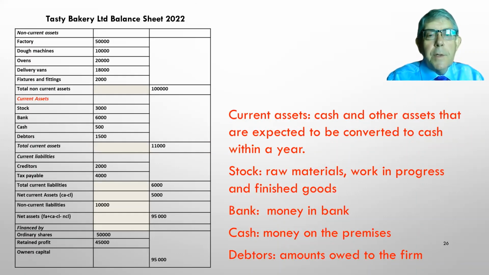Current assets, this is cash and other assets that are expected to be converted to cash within a year. This comprises stock, raw materials, work in progress and finished goods. Bank, which is simply money in the bank. Cash, money on the premises. And debtors, that's amounts owed to the firm. So we have a total of current assets of £11,000.